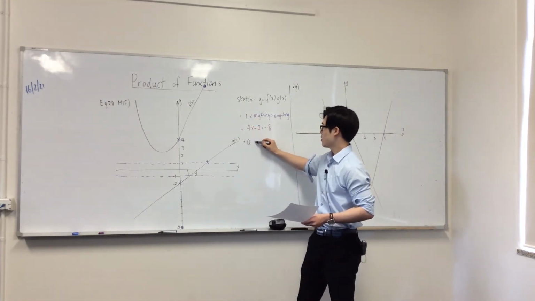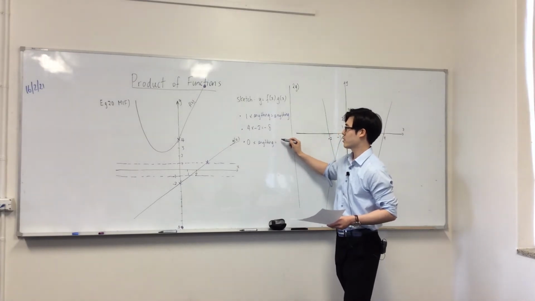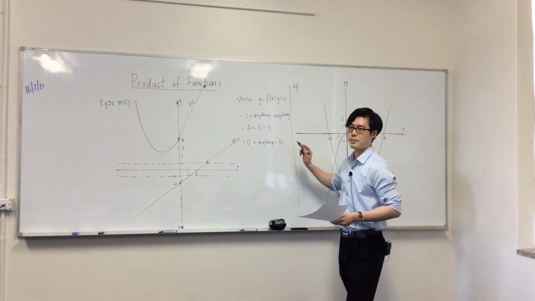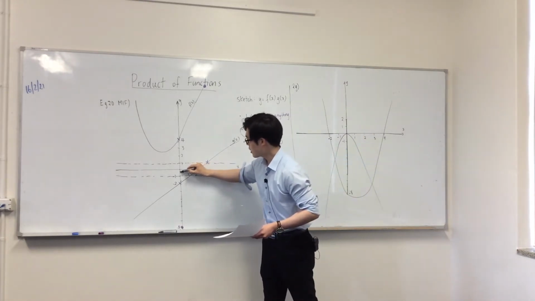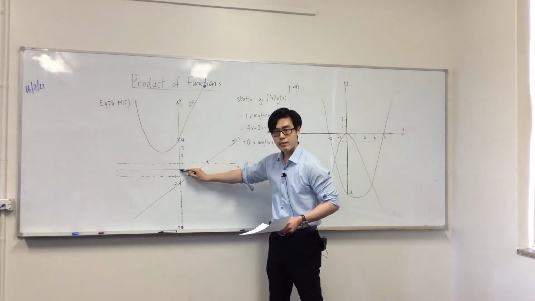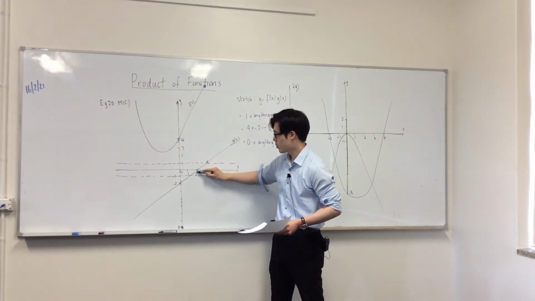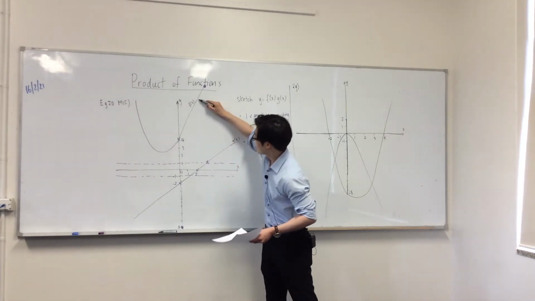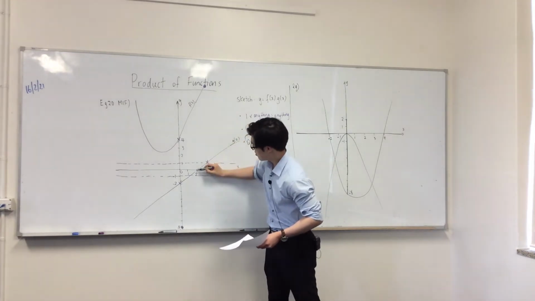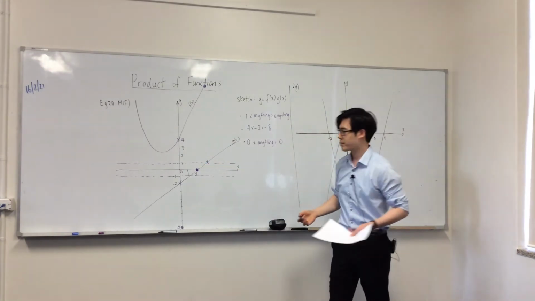Now, thirdly, what are you going to say to this one? 0. 0 times anything is 0, not anything. So 0 is here. This is the point on the graph where y equals 0. So 0 times anything is 0. That's always going to be the case.